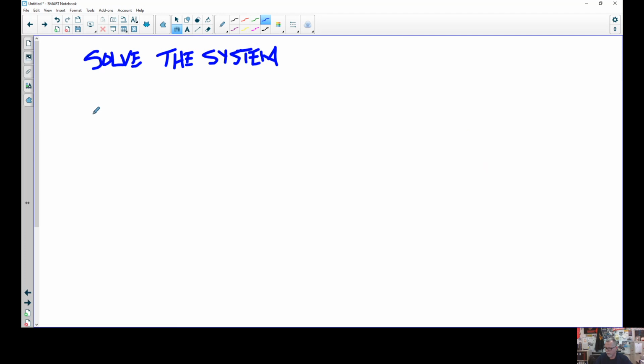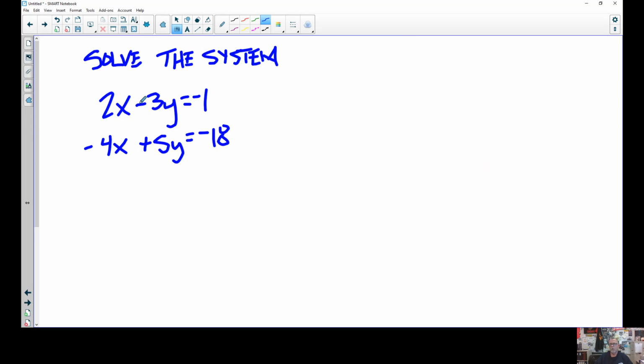Okay, now, how do we do that? Well, let's look at a system. If I gave you 2x minus 3y equals -1, and I gave you -4x plus 5y equal to -18, we can solve this system using matrices, and that's going to be key here. The way they'll tell you in the book is use a matrix. Solve using a matrix equation. All right, those are the words they're going to use.